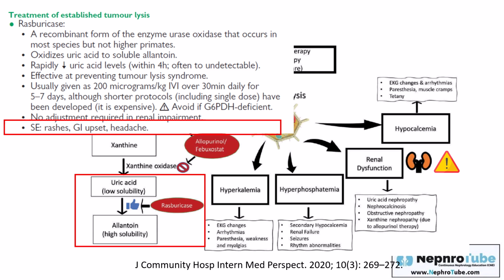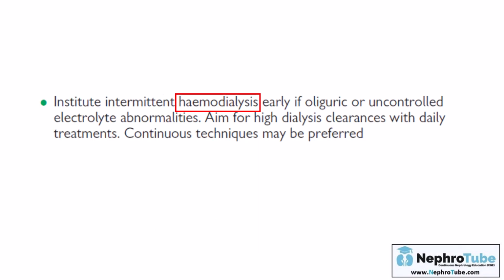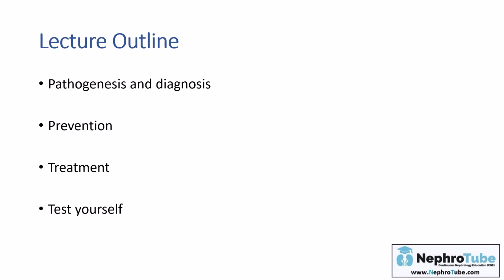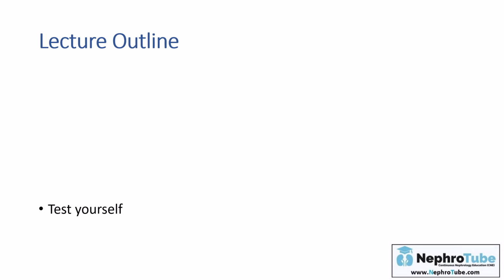Finally, regarding the treatment of tumor lysis syndrome, hemodialysis may be indicated if there is any indication of acute kidney injury for hemodialysis. So if any indication appears for dialysis, you can start dialysis for these patients. Okay, after we finished the lecture, we talked about pathogenesis and diagnosis, prevention, treatment, and finally now, test yourself.